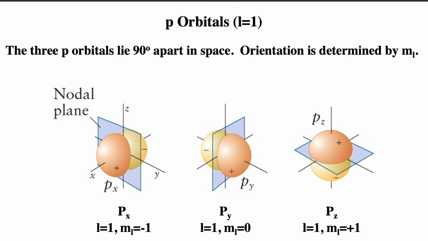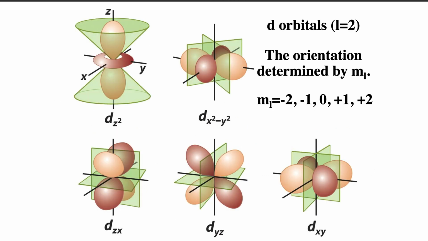And so L equals 0 corresponds to s orbitals. They're spherical. L equals 1 corresponds to p orbitals. They're a dumbbell shape. And like I mentioned before, one will be along the x-axis, one along the y-axis, one along the z-axis. Different orientations correspond to different m sub L values. Now you don't have to worry about which m sub L value corresponds to which orientation.